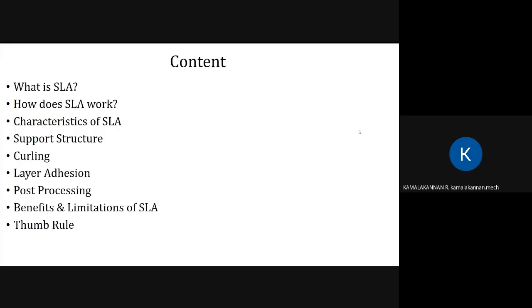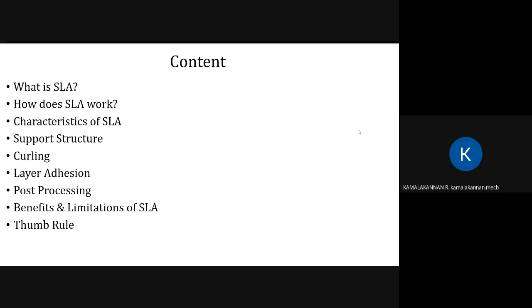Okay, guys. What you're going to learn here is what SLA is, how it works, what the important characteristics are, and how the support structures vary in SLA. Curling and layer addition are some of the important things in SLA. Once the process is over, we necessarily have to do post-processing, as in any additive manufacturing process, and then its benefits and limitations. Once a designer knows the benefits and limitations, you can use the technology properly, so it is necessary to learn them. Finally, the thumb rule: where to use it and how to use it. That is what we are going to see in the last slide. These are the things you are going to learn today.